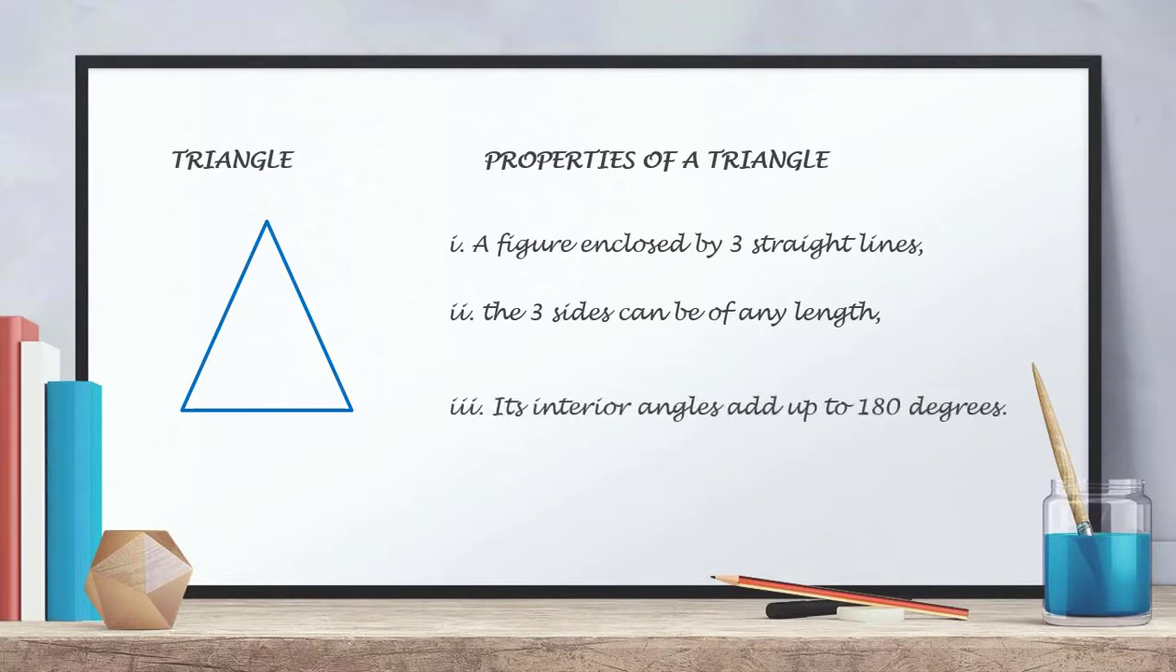Property number 3. Its interior angles always add up to 180 degrees. If we add the angle X plus angle Y plus angle Z, it will always equal 180 degrees.